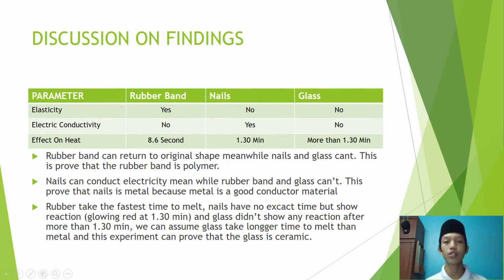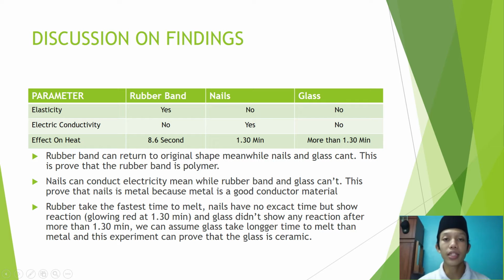Now, let's take a look at the experiment data. Firstly, for the elasticity, we see that the rubber band could return to its original shape. Meanwhile, nails and glass can't. In the video of the experiment, we see that the glass just breaks like that without even bending. Meanwhile, nails can bend, but they don't return to the original shape. This shows that only rubber has elasticity.